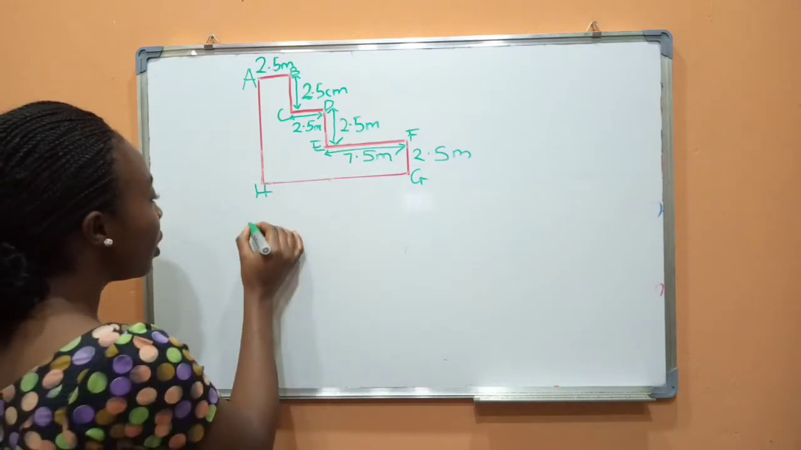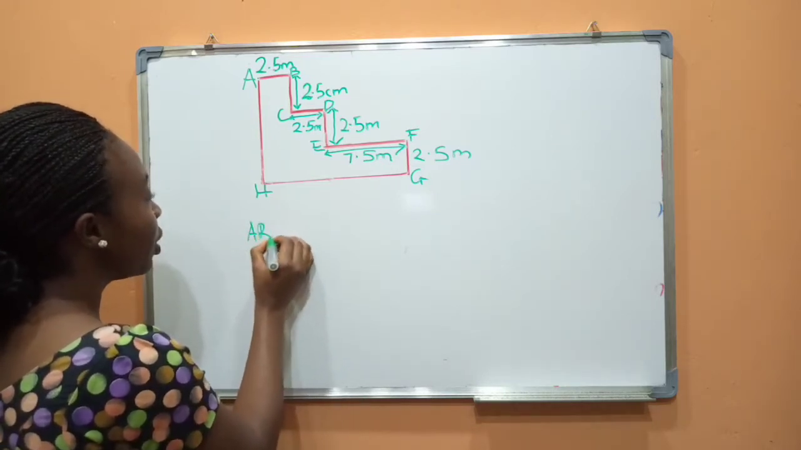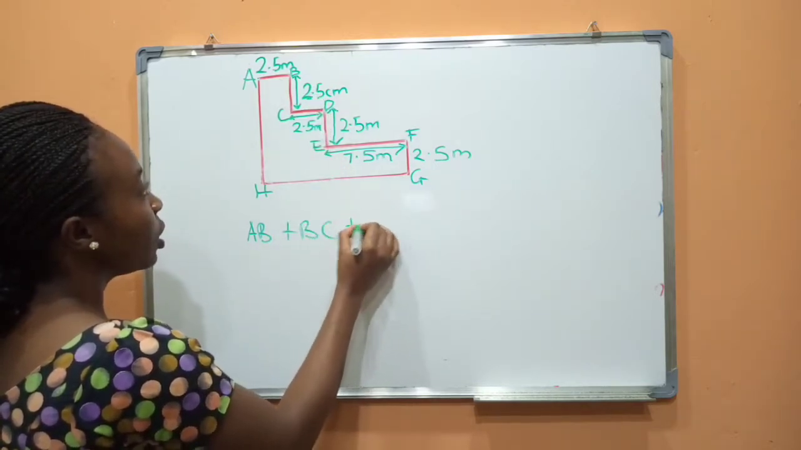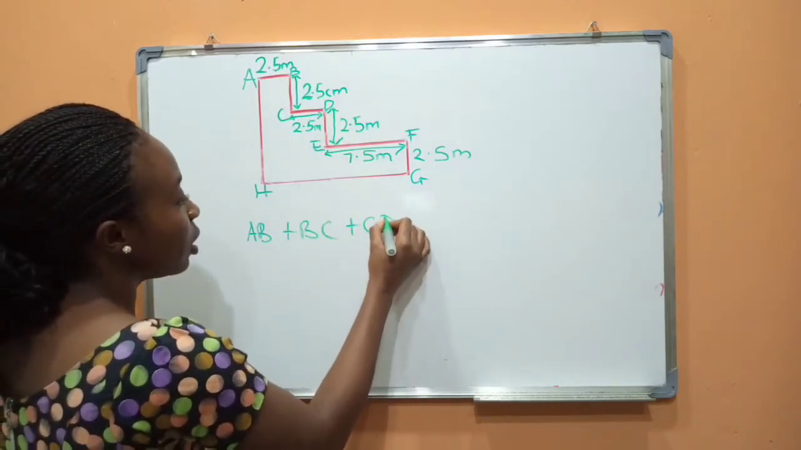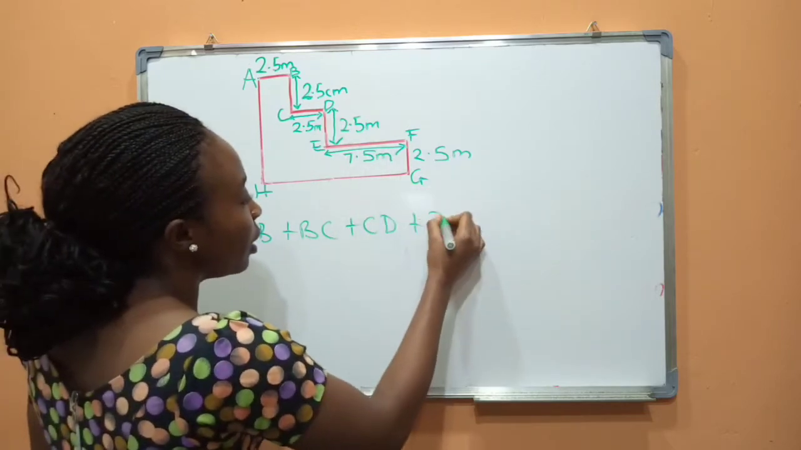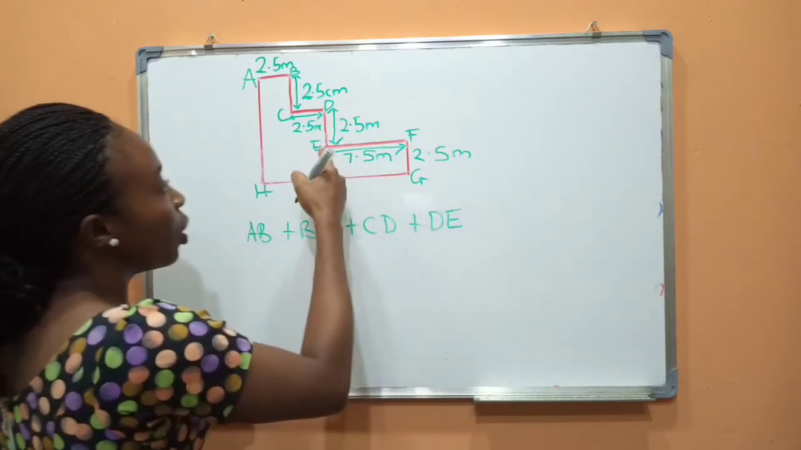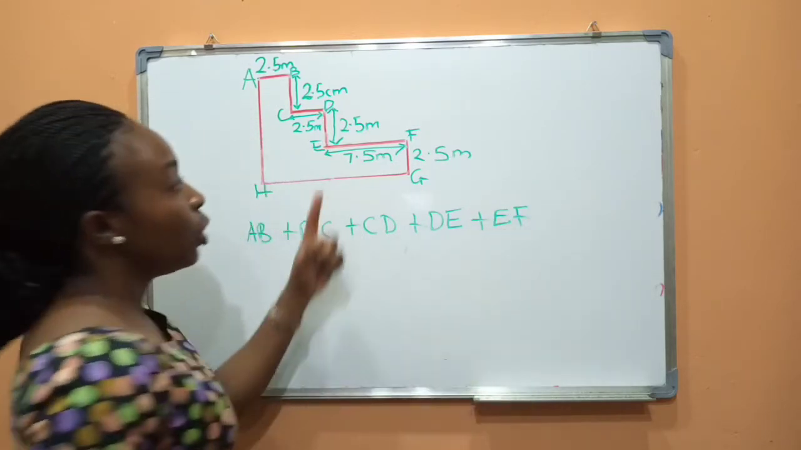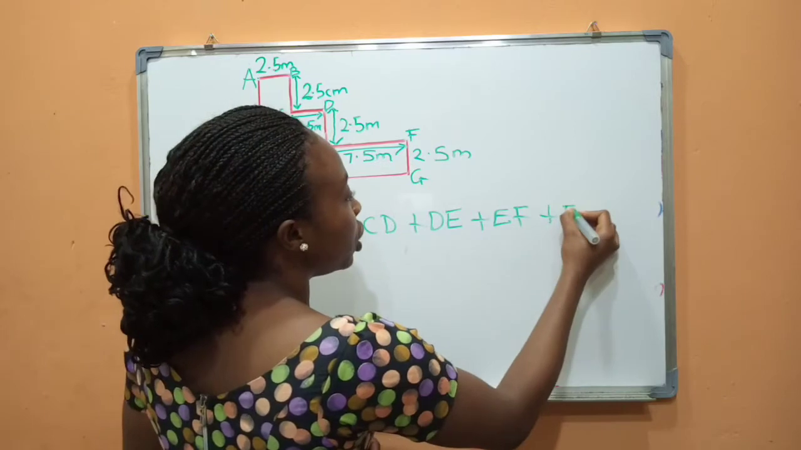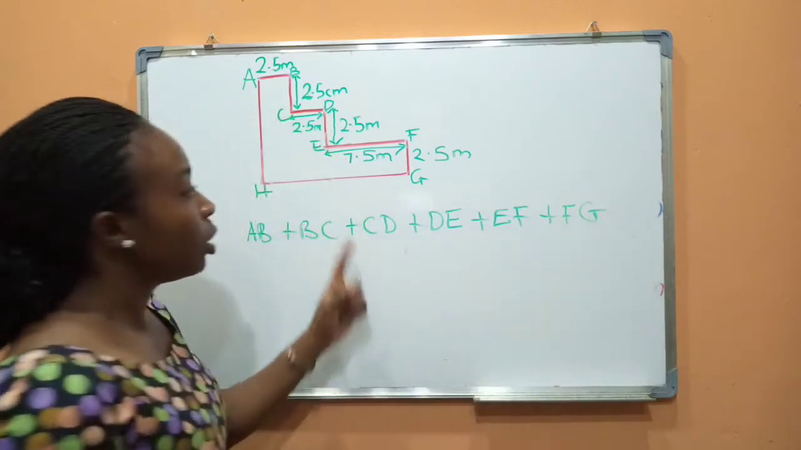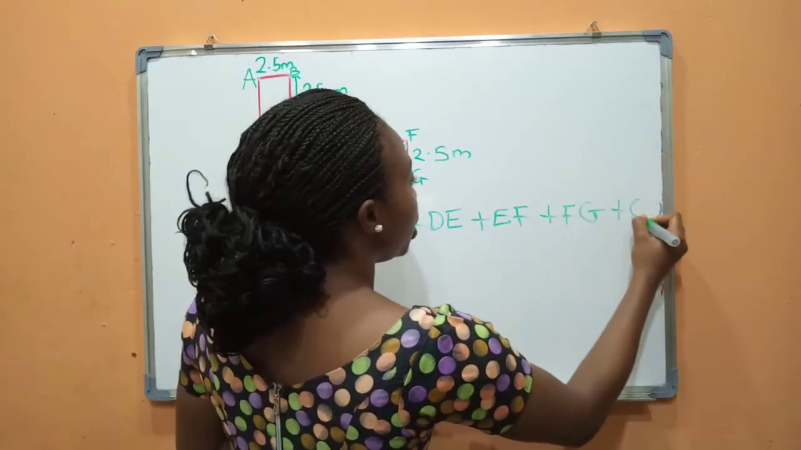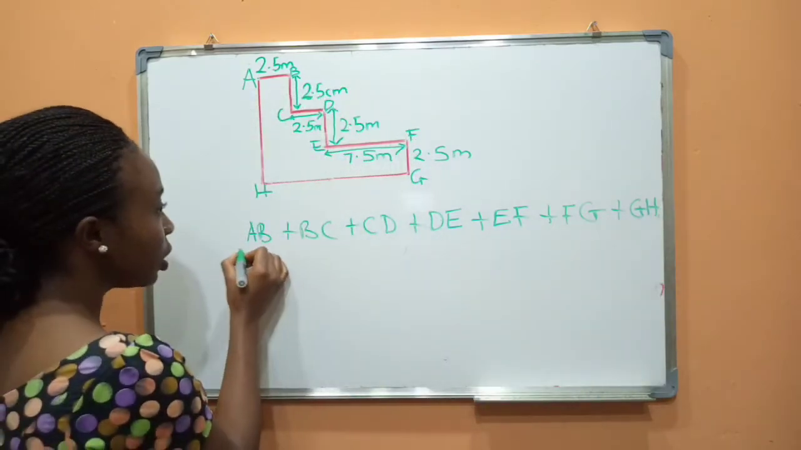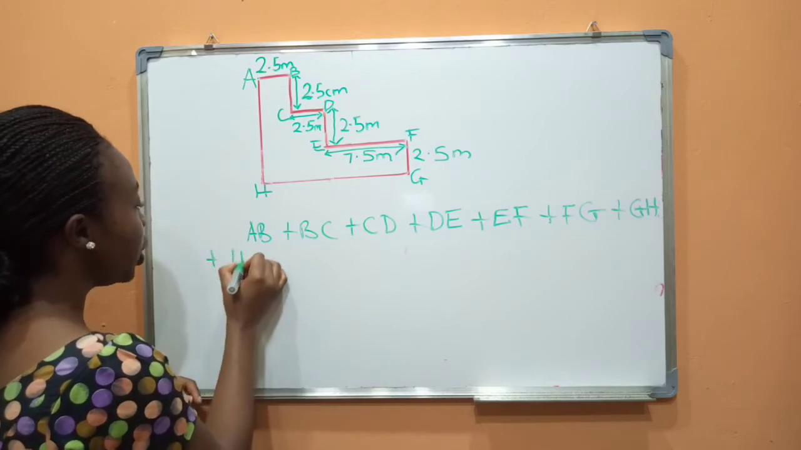We are going to have AB plus BC plus CD plus DE plus EF plus FG plus GH plus HA.